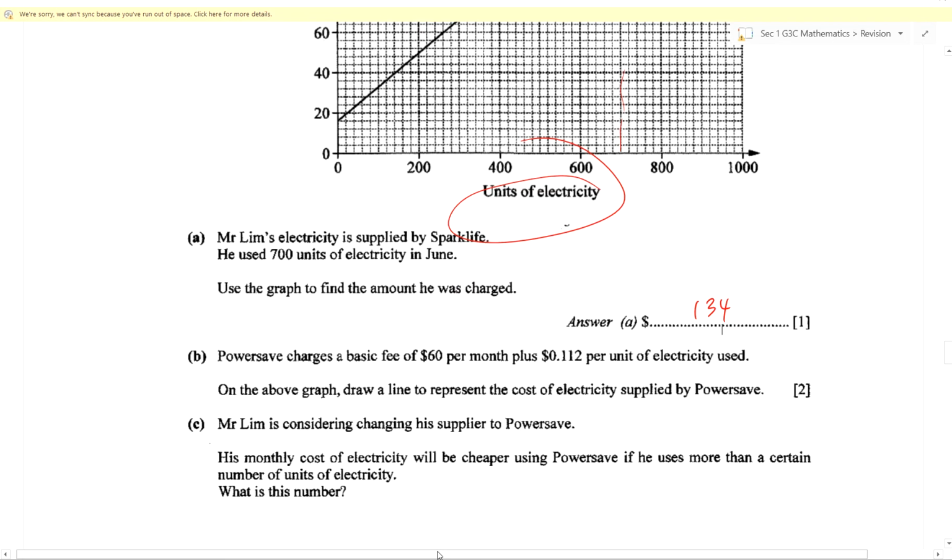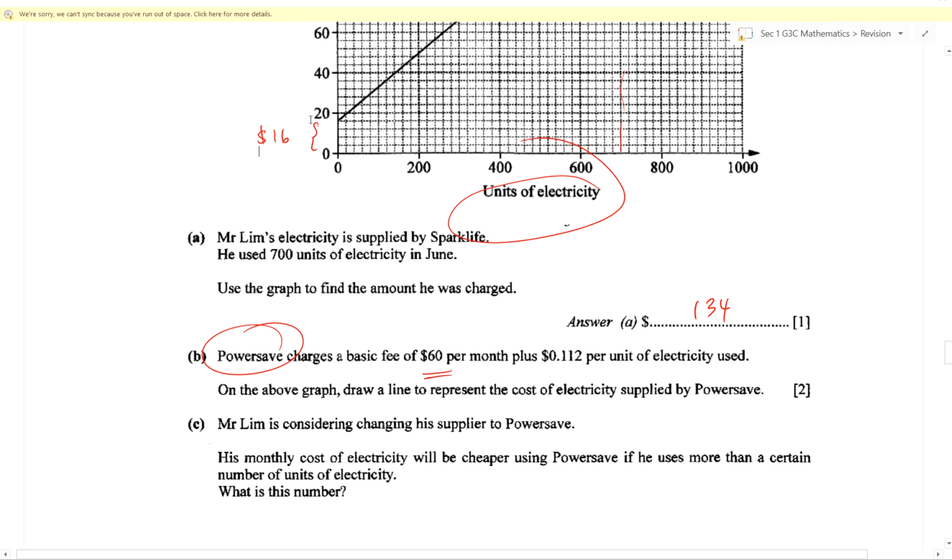Okay, next, Power Save. This is another supplier. Basic fee of $60 per month. So the basic fee is the amount that you have to pay regardless of whether you use any or not. Comparing this $60 versus the original over here, 16.